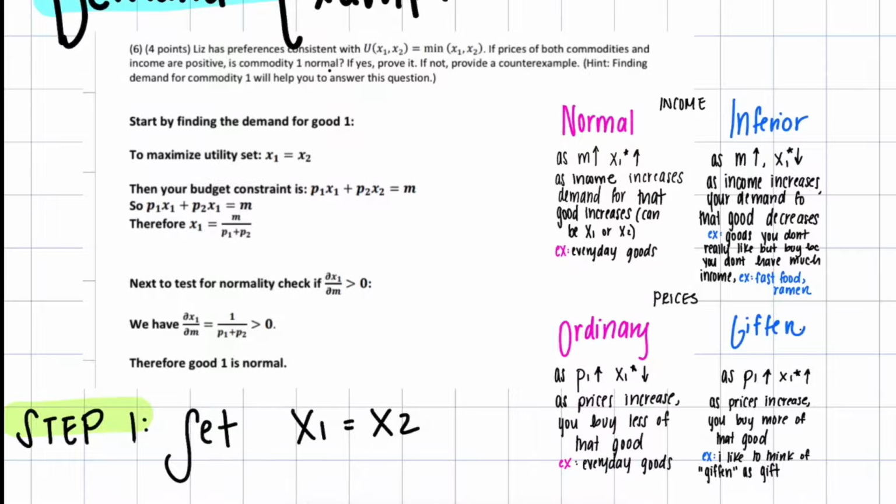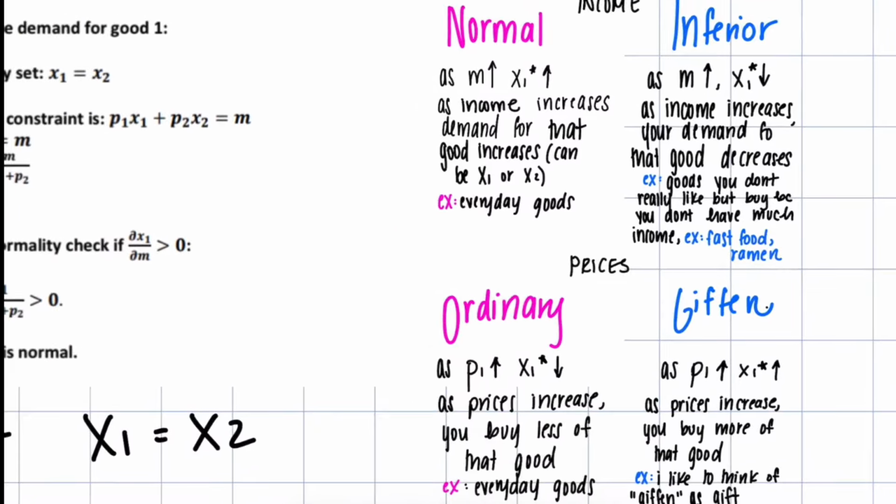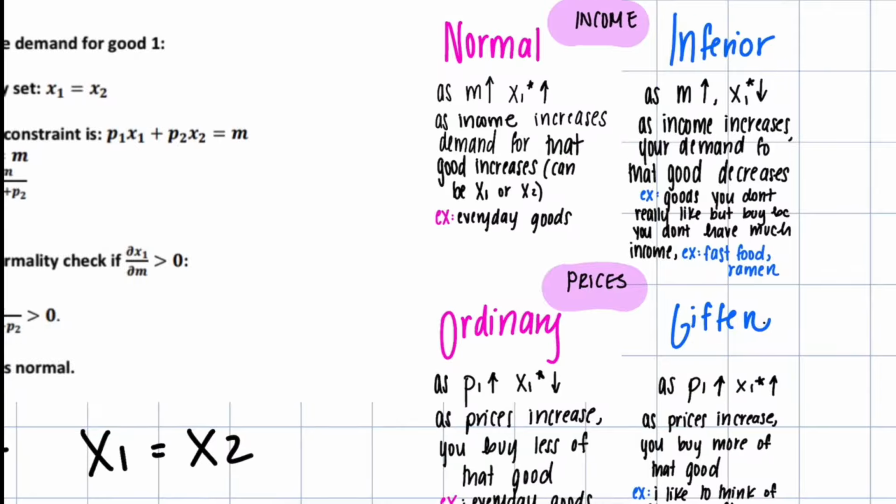Some examples about demand. That's where I'm going to go into different types of goods. Normal and inferior goods respond to changes in income, while ordinary and Giffen goods respond to changes in prices. So for a normal good, as your M, which is your income, increases, your demand for X1 increases as well. I like to think of this as normal, as it says, because if your income is rising, you're probably going to want to consume more goods.